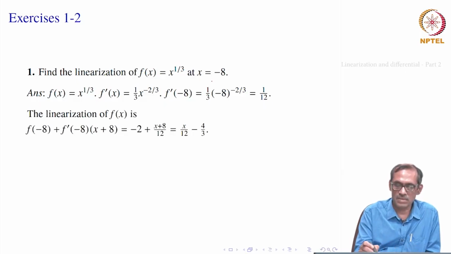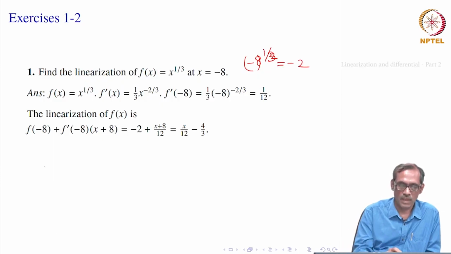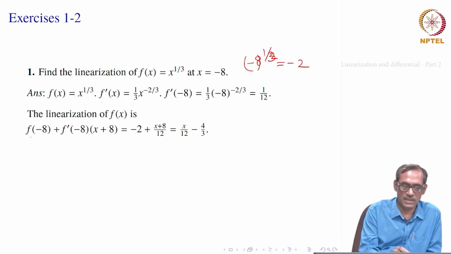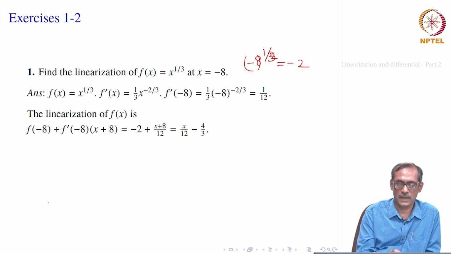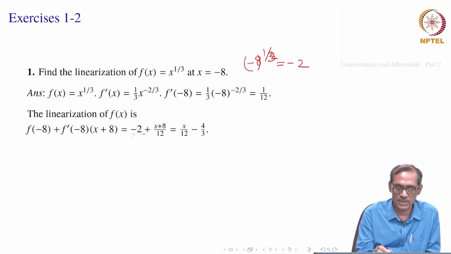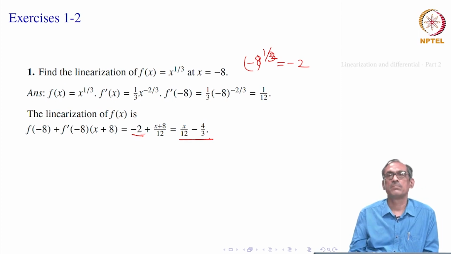So, that is f prime at minus 8. And what is f at minus 8? Of course 8 to the power 1 by 3 would be 2, but we want minus 8. So, minus 8 to the power 1 by 3 will be minus 2. So, you get the linearization of f(x), this is your L(x), which is f at a plus f prime at a into x minus a. a is equal to minus 8. So, simplify, that gives minus 2 as f of minus 8, and x plus 8 remains, f prime is 1 by 12. So, the linearization is x by 12 minus 4 by 3.